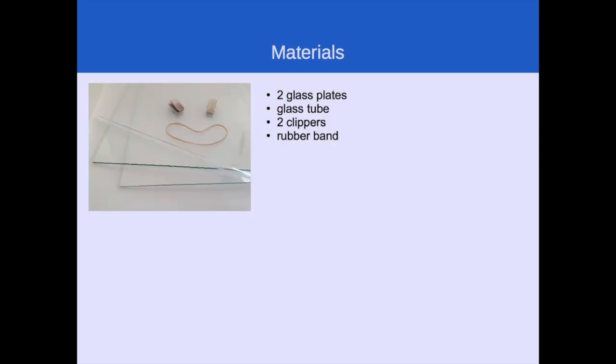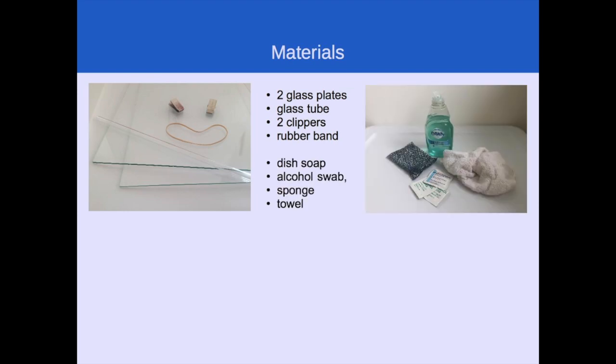In order to do this experiment at home, you will need a couple of things to get started. First of all, to form the glass wedge, you will need two glass plates, and I used picture frames that were available. Then you will need a spacer, and I thought it was very convenient to use a glass tube. To secure your wedge on one side, you will also need two clippers and a rubber band, which is optional. Then of course you also need cleaning supplies to get all the grease off these plates: dish soap, an alcohol swab, a sponge, and a towel.